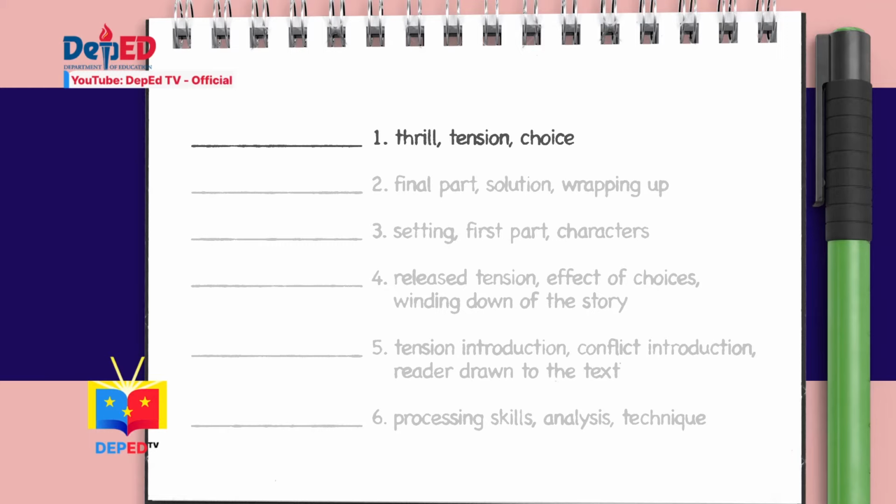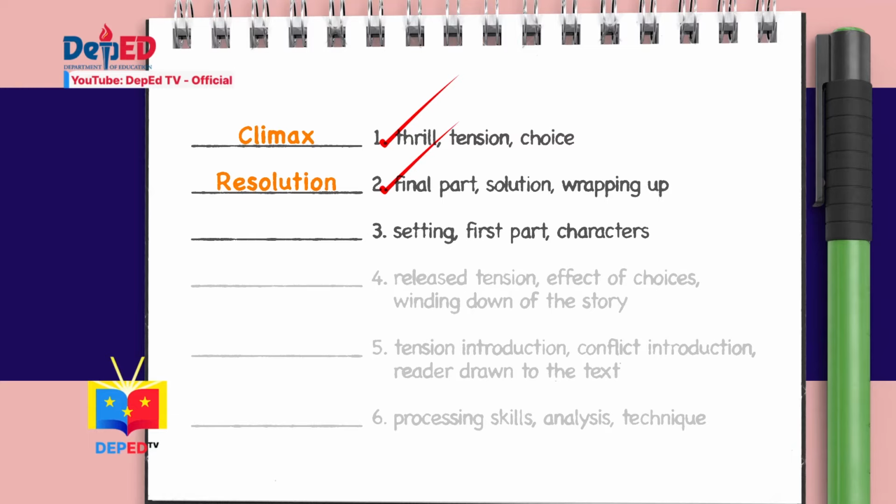Answer? Climax. Number 2. Final part, solution, wrapping up. Answer? Resolution. Number 3. Setting, first part, characters. Answer? Exposition. Number 4. Release tension, effect of choices, winding down of the story.